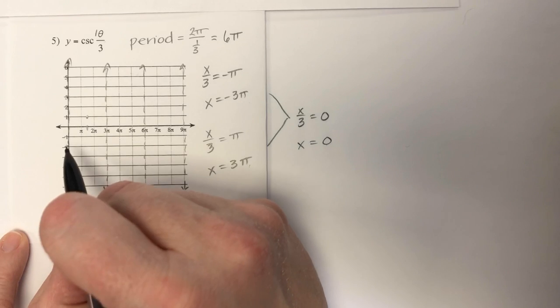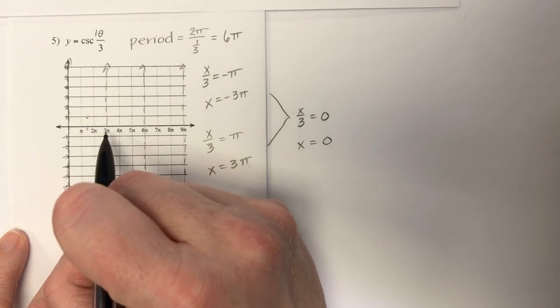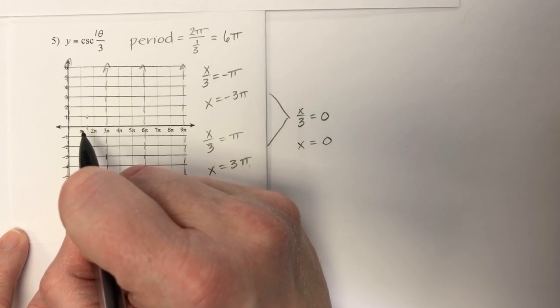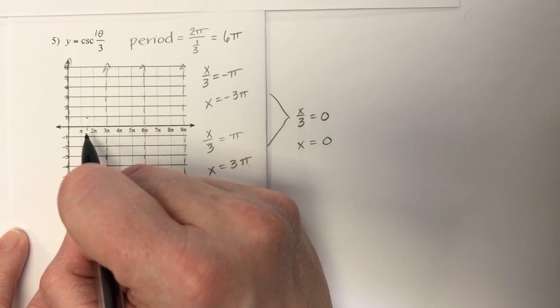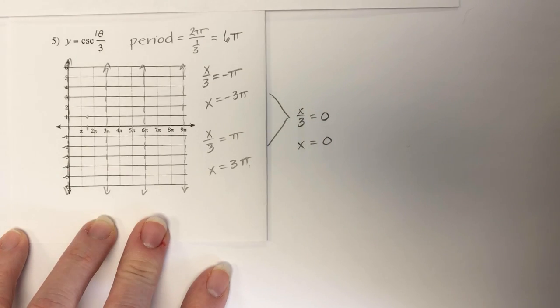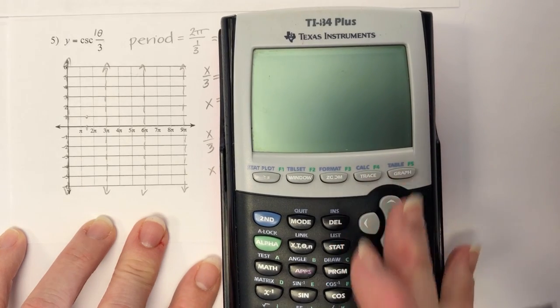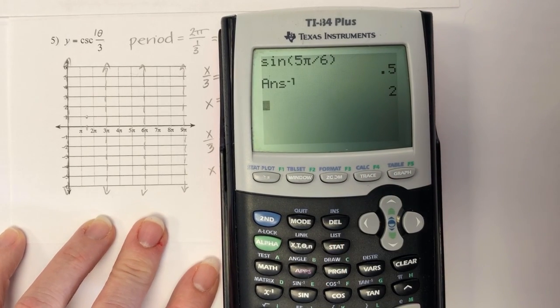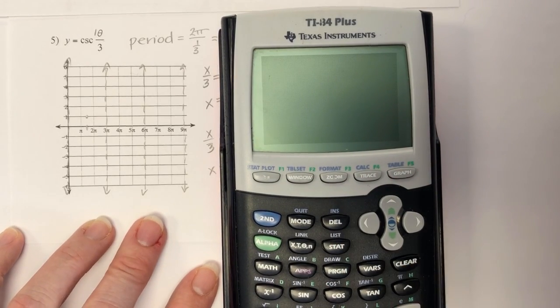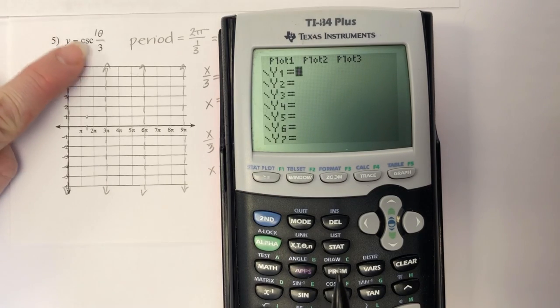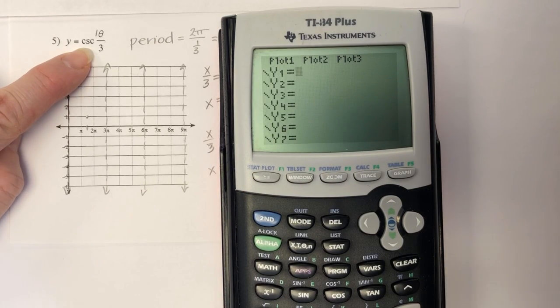From here, if you're not good at fractions and you're not good at breaking this apart, this is a really good graph where you can go to your calculator to plot some more points, okay? And I haven't used the calculator yet, so I'm going to take the calculator on this one and use the calculator to show you. So in your y equals, your calculator does not have cosecant, so I have to do 1 divided by the sine of x divided by 3.